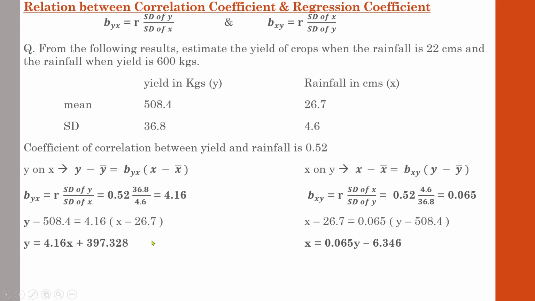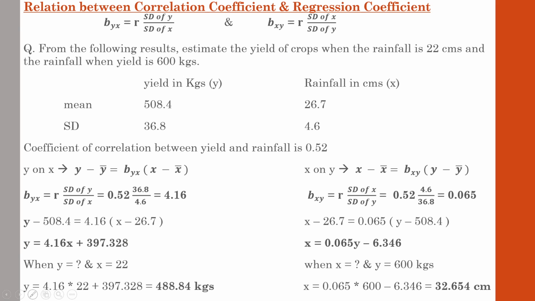Once you have developed these two regression equations, you have to find the values asked in the two questions. The first is: when the rainfall is 22, find the yield. Here yield is considered as y and rainfall as x. So x is 22, and you need to find y, which we don't know, so we use the equation for finding the value of y. You will get 4.16 into 22 plus 397.328, which equals 488.84 kg. So you found the yield when the rainfall was 22.